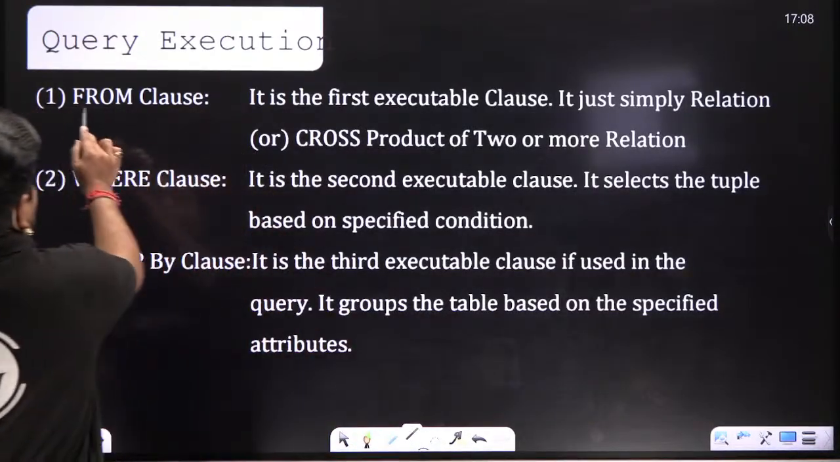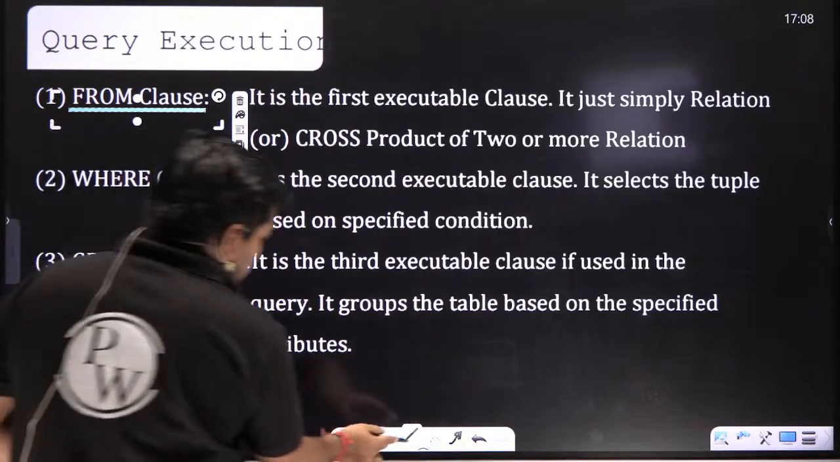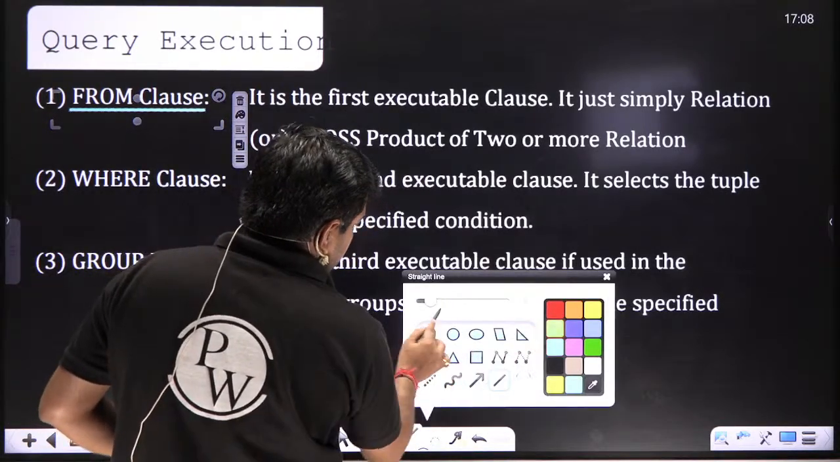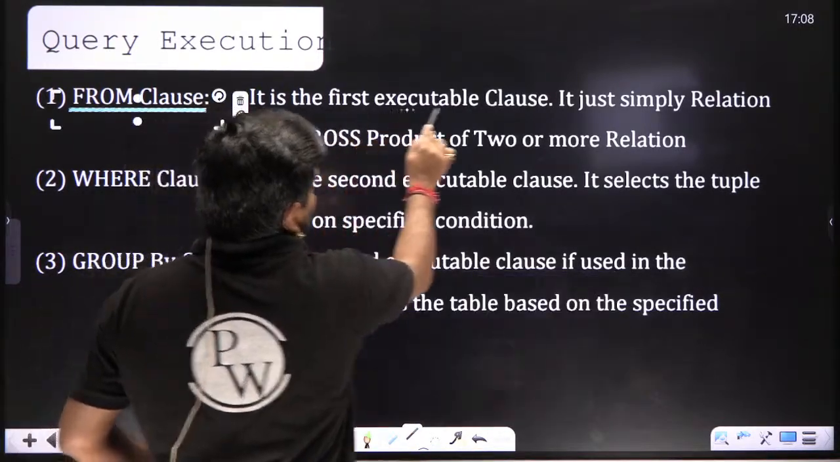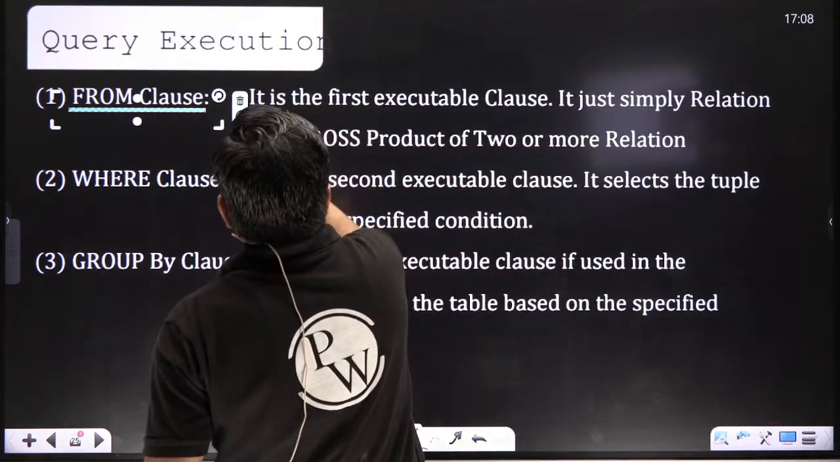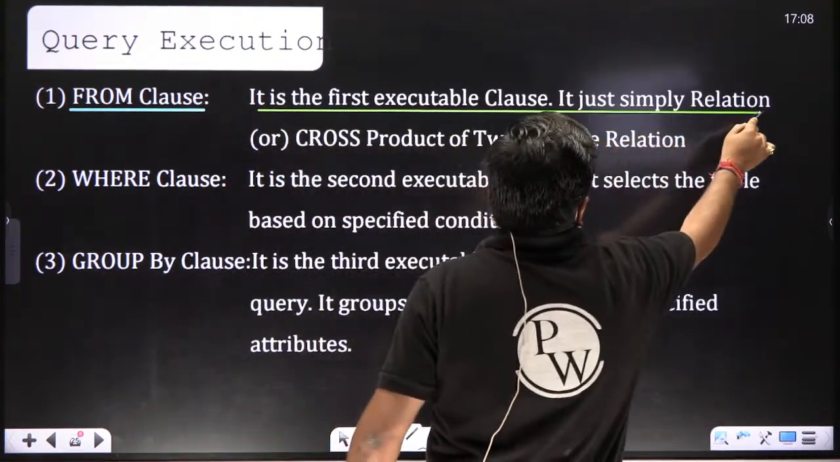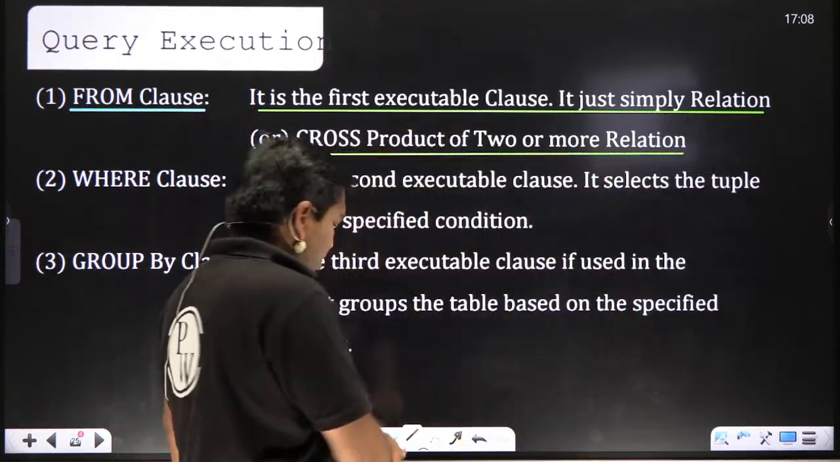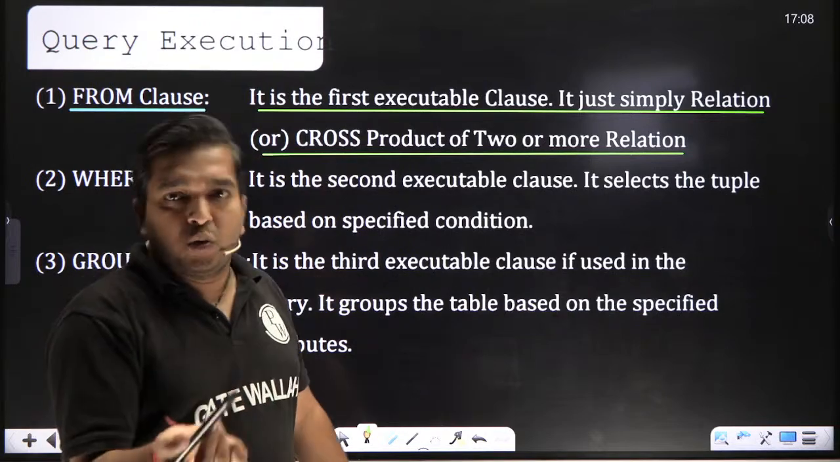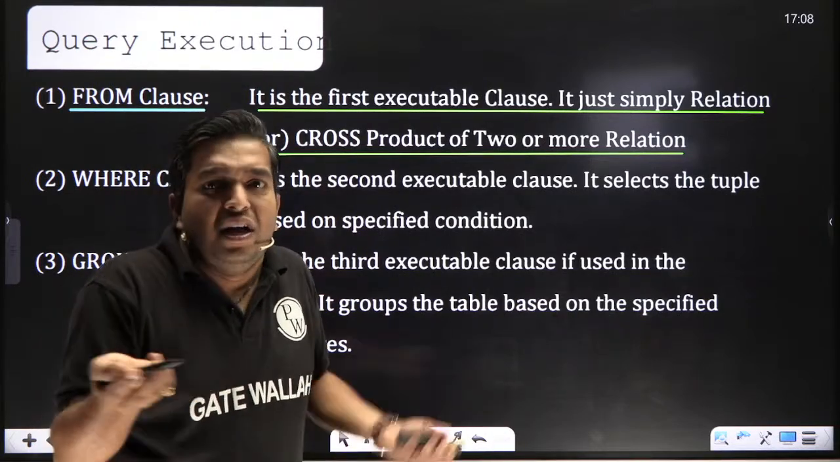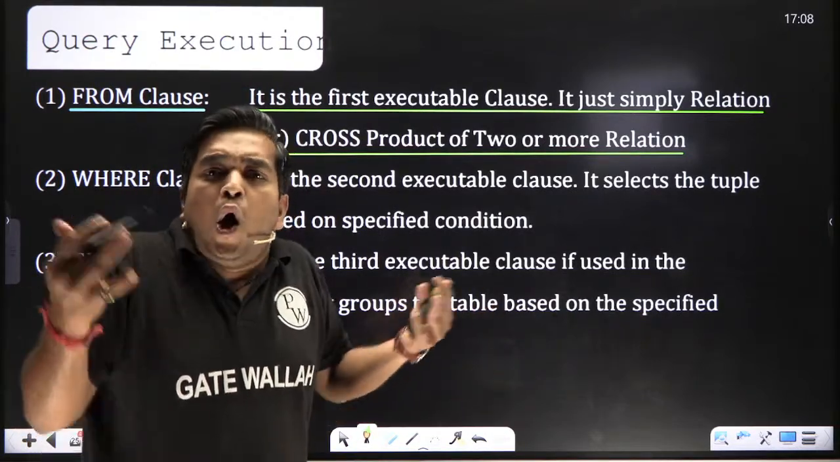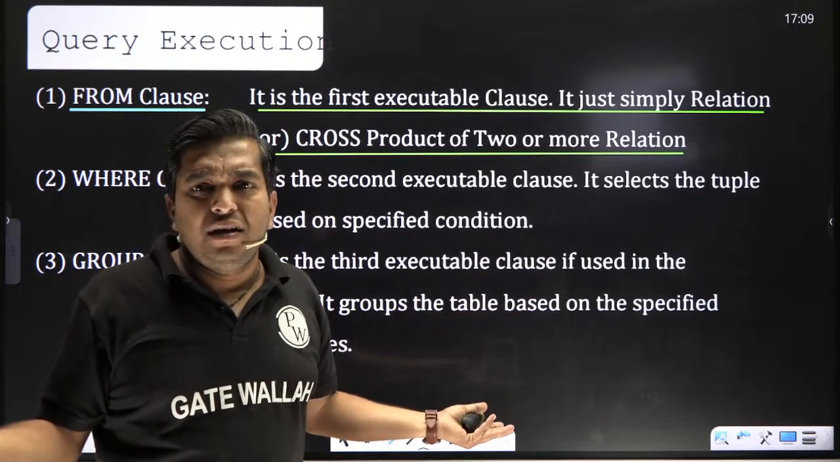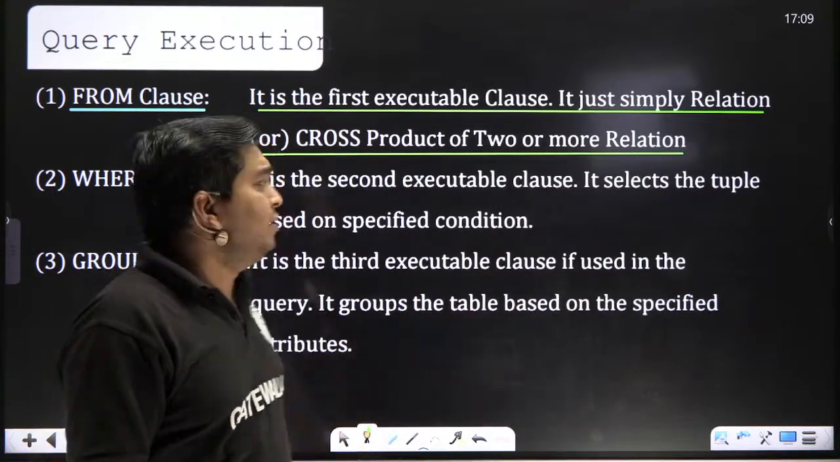From clause, my dear. It is the first executable clause. It is just simply a relation or cross product of two or more relations. If we have more than one table, then a cross product, otherwise simply one relation, like select student name from student table. It's very simple. Clear?